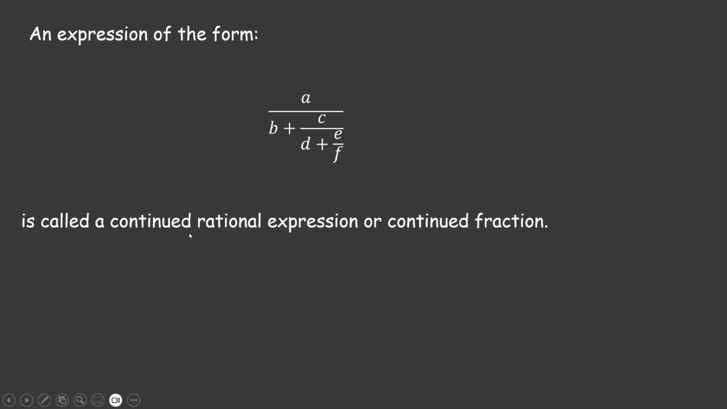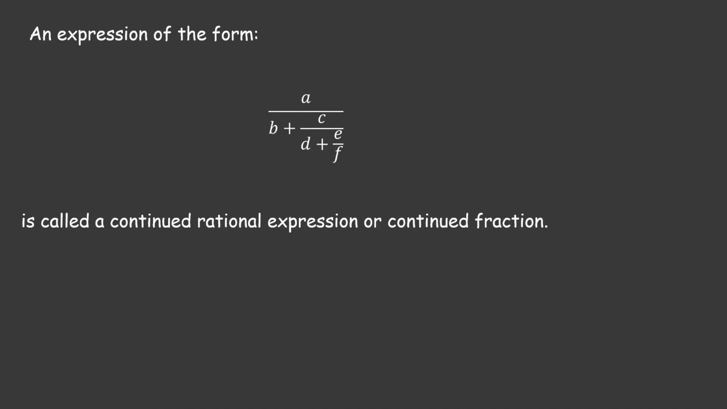An expression of the form a upon b plus c upon d plus e upon f is called a continued rational expression or continued fraction. If you notice, we have a fraction within a fraction, which is again within another fraction. So it is called a continued fraction.